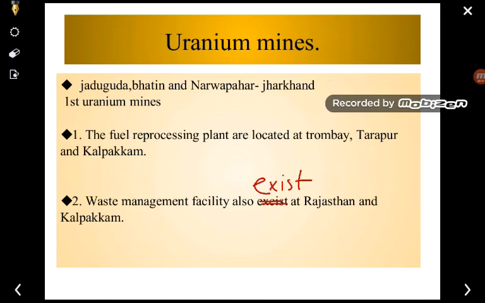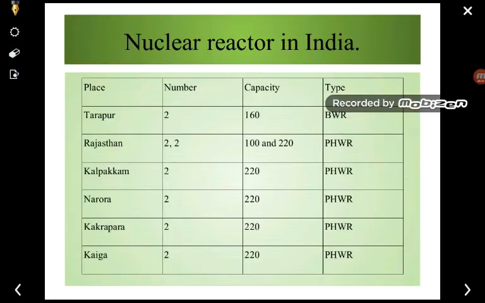So besides uranium mining and fuel reprocessing plants, waste management facilities are also present in India, and they exist in Rajasthan and Kalpakkam. Coming up to the next slide. In this slide you can find there are different types of nuclear reactors. These are the different locations where nuclear reactors have been installed in India, which are Tarapur, Rajasthan, Kalpakkam, Narora, Kakrapara and Kaiga.